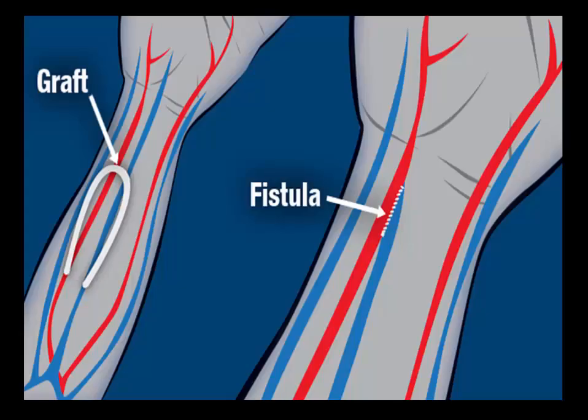AV fistulas are much less likely to clot than grafts, although it takes longer for them to mature to the point where they can be used for dialysis. The choice of an AV fistula or a graft does not have an impact on needle size or patient mobility. The presence of a thrill or a bruit indicates adequate blood flow through the fistula.